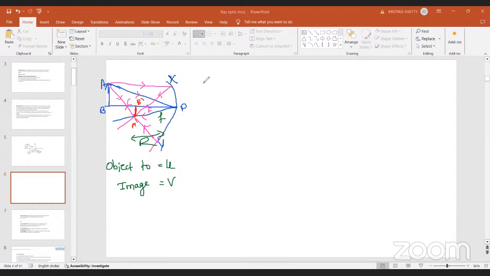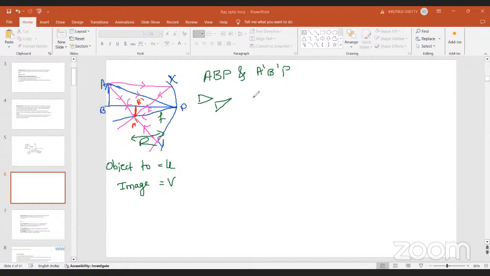If you observe the figure, you can see ABP, the triangle with respect to the object, and A dash B dash P, that is with respect to the image. These are the two triangles which you can see here. One appears like this, and the other appears below. Right? So these two are the similar triangles.